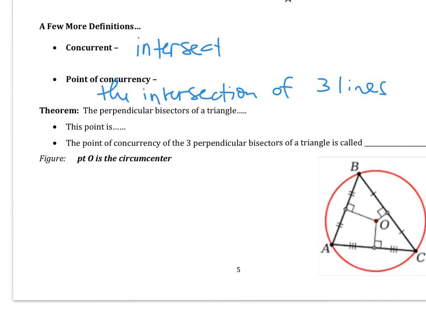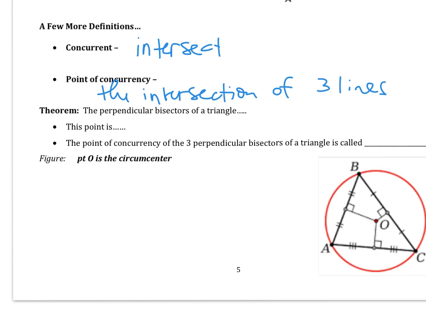Those 3 lines are going to be 3 perpendicular bisectors. Tomorrow it is going to be 3 angle bisectors. Monday it's going to be 3 medians and 3 altitudes. The point of concurrency has a particular name. One of the goals is to put the correct lines with the correct point of concurrency. There are 4 of them: circumcenter, incenter, centroid, orthocenter.